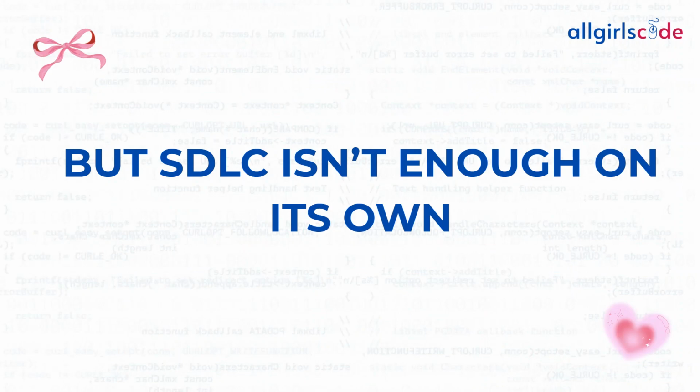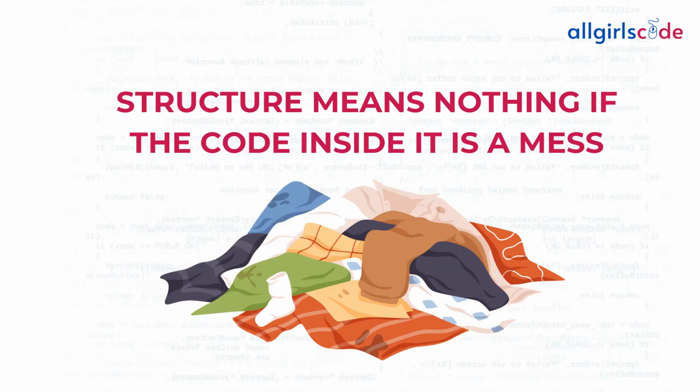But here's the thing, having a great process framework like SDLC isn't enough on its own. You have to have the perfect roadmap. But if your code is messy, unreadable, and fragile, your beautiful process falls apart. So structure means nothing if the code inside it is a mess.